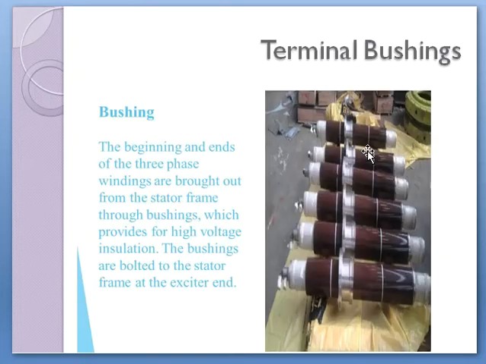Now, the voltage that is generated at the terminals of the stator is brought to the external through three terminals, by means of the porcelain bushings. The beginning and end of the three-phase windings are brought out from the stator frame through bushings which provide high voltage insulation. The bushings are bolted to the stator frame at the exciter end.